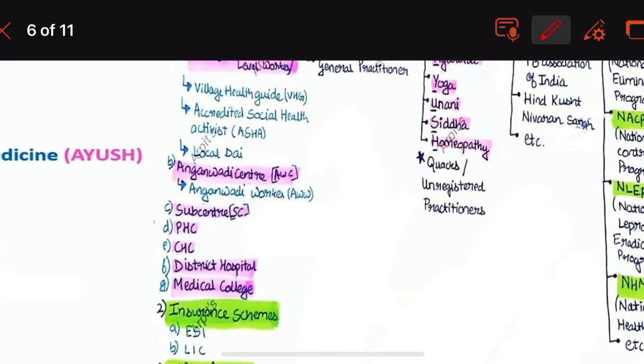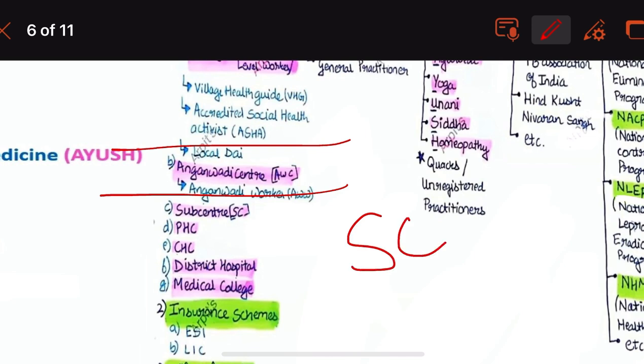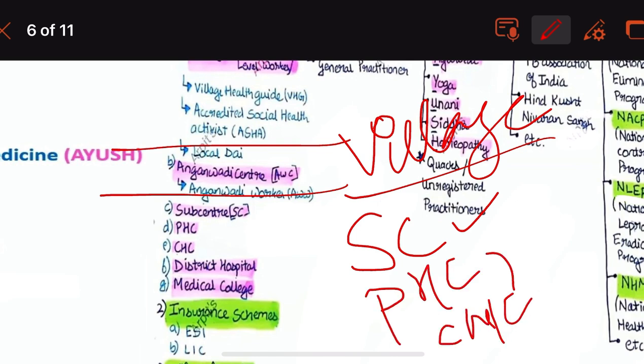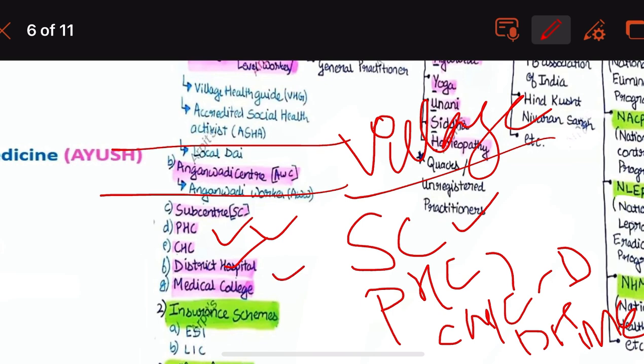Next, moving on, we have the sub center. In the village, we have village level, then sub center, followed by PHC, then CHC, that is at the district level. And next we have district hospitals and medical colleges. Subcenter, PHC, CHC, district hospital and medical colleges.